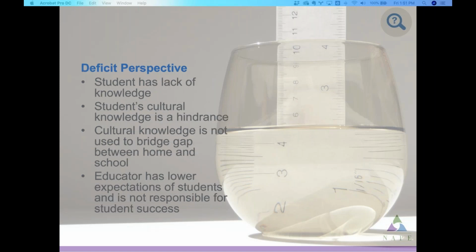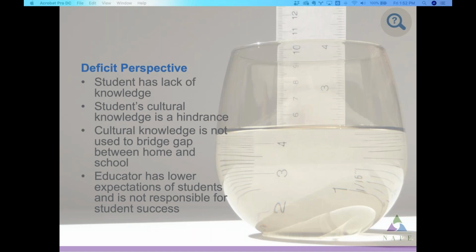Now, a deficit perspective is this sort of inherent belief that a student has a lack of knowledge. This might sound something like, oh, that student just cannot speak English. Oh, that student, this, that. These kinds of statements, sort of exasperations, but also implicit biases in how we react. It sees students' cultural knowledge as a hindrance to the classroom, a hindrance to learning. The cultural knowledge is not used as a bridge between home and school.